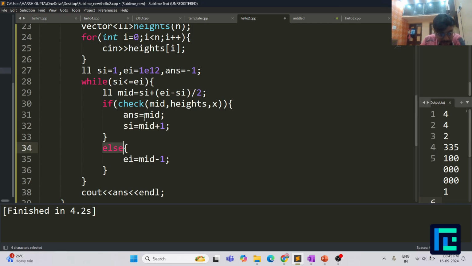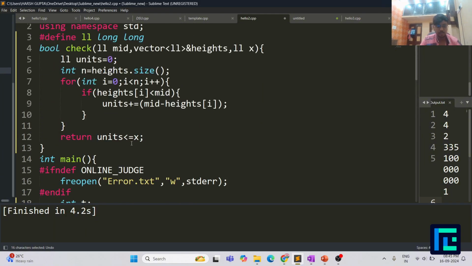Else, if it is returning me false, this means that I have to look for a suitable height towards the left of the mid, so I shift my ending index to mid minus 1. At the end I am printing the answer, which is the best possible height of the tank that I can actually build. So let's go through this checker function and see how it is returning us the desired value.